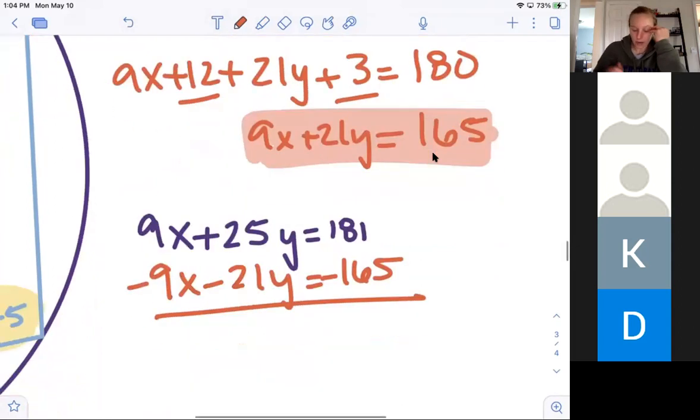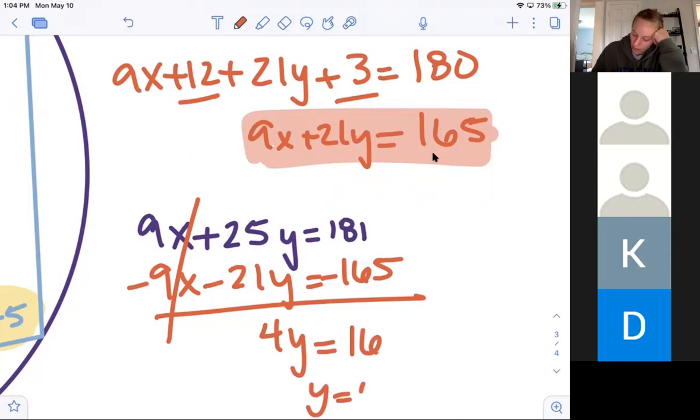And now I get to cross out my x's and combine to find my y. So 25 minus 21 is 4y. 181 minus 165 is going to be 16. And then divide by 4, y equals 4.